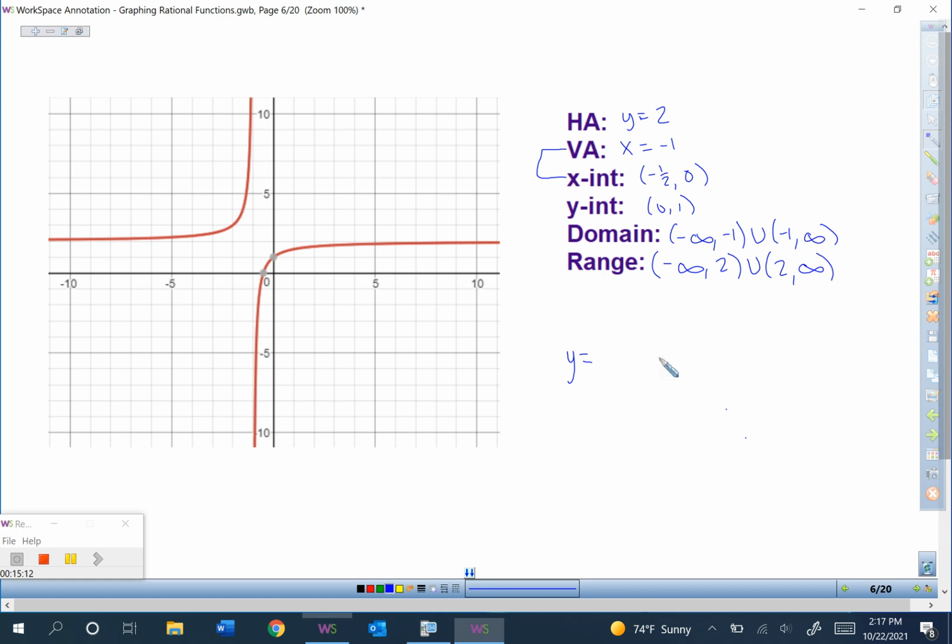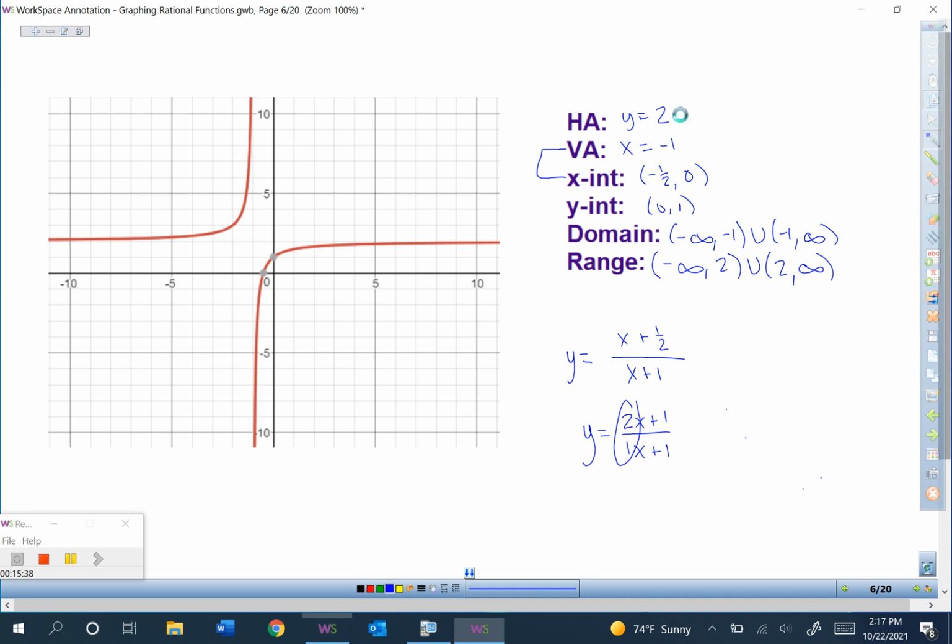Remember we said that the denominator was the opposite of this, so that looked like x plus 1. And the numerator was the opposite of this, so x plus 1/2. Well, we never want a fraction inside, so just like we were talking about with our factoring, this 2 is going to move to the front: 2x plus 1, and then x plus 1. We've got a line on top and a line on bottom. Our horizontal asymptote, 2, is right there.